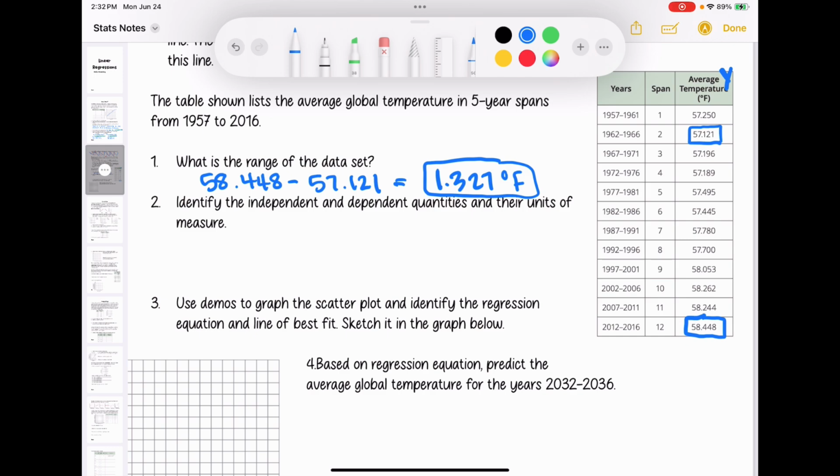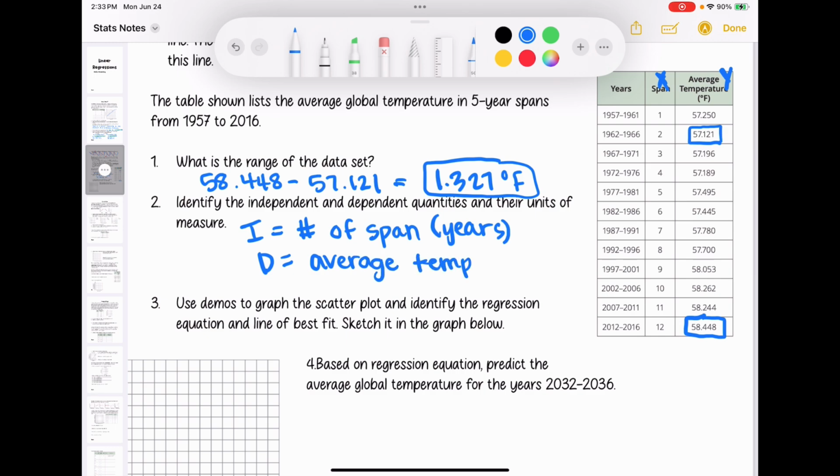All right, number two wants us to identify the independent and dependent quantities and their units. So independent is our x-axis, which is going to be our number of span in years. So that's this column. And then our dependent quantity is just the average temp of those 5 years, and that's in degrees Fahrenheit.